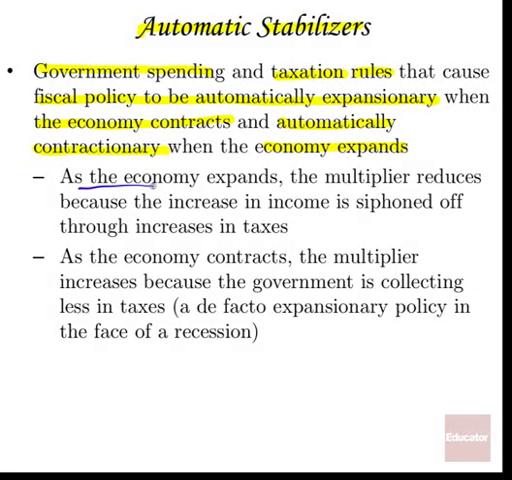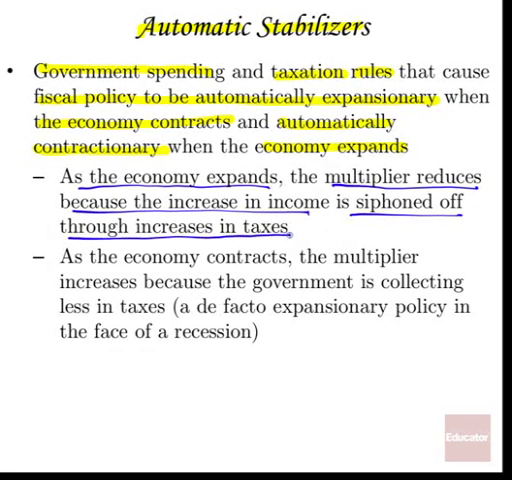So as the economy expands, the multiplier is going to reduce because the increase in income is siphoned off through increases in taxes. People aren't going to spend as much money because, as income increases, with a progressively higher tax rate, more taxes are going to be taken out. And so the multiplier is going to be reduced. The amount of money that's circulating in the economy is going to be reduced because of the increase in the tax rate.